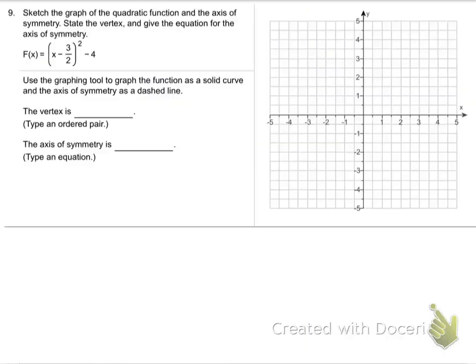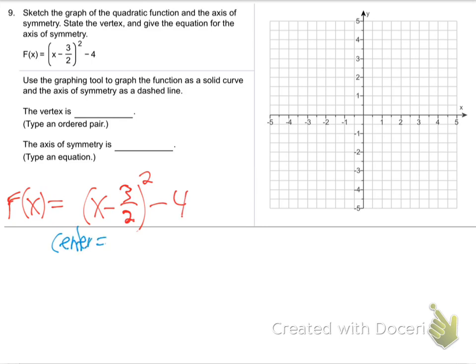There we go. Okay, number 9 is, let me write it here a little bigger. f of x equals x minus 3/2 squared minus 4. So we're going to take the center will be opposite, same. So the opposite of negative 3/2 is positive 3/2, and the same as negative 4 is negative 4.